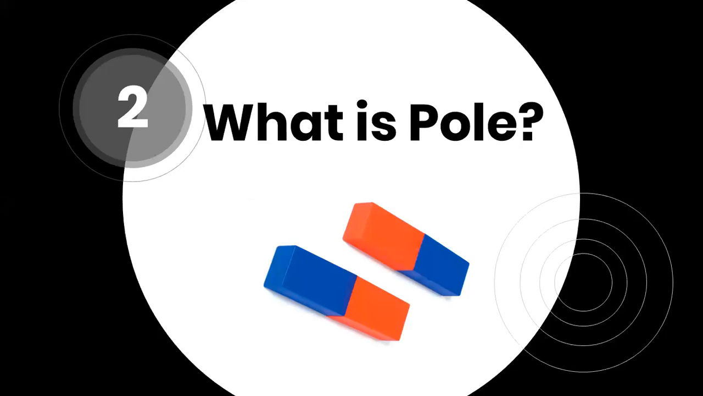A magnet has at least two poles. So what is a pole? The poles are the ends of the magnet. We said that the magnetic force is greater at its ends, so at its poles. And we used the blue color to represent the North Pole and the red one to represent the South Pole.